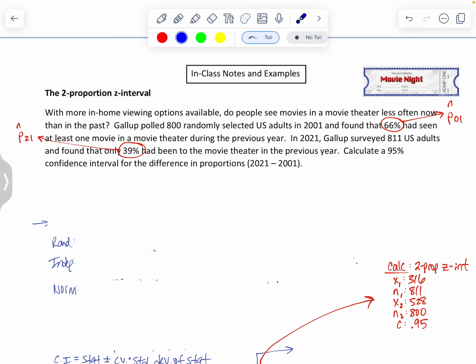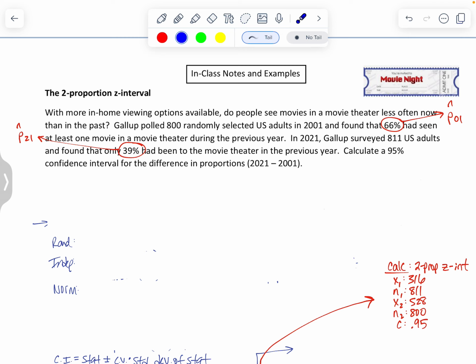Do you remember in chapter 8 we did a one prop z int? Well, let's read through this question because it's kind of interesting. We have this Gallup poll done, and we surveyed 800 randomly selected people in 2001. And we also did 811 people in 2021. And we are comparing the two proportions.